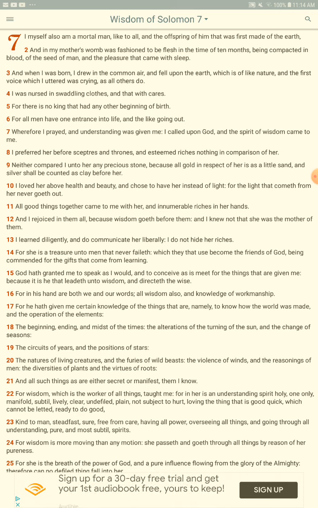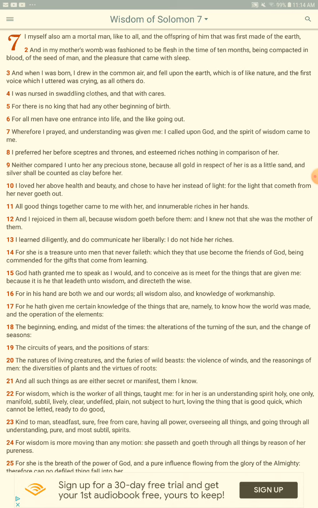Okay, I'm going to read down to the 6th verse. Wisdom of Solomon, 7th chapter, 1-6. I myself also am a mortal man, like to all the offspring of him that was first made of the earth. And in my mother's womb was fashioned to be flesh in the time of 10 months, being compacted in blood of the seed of man, and pressure that came with sleep.